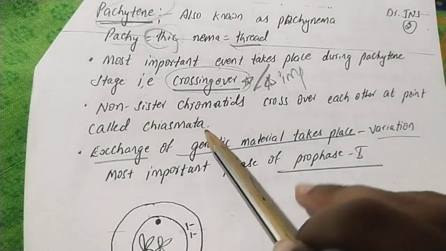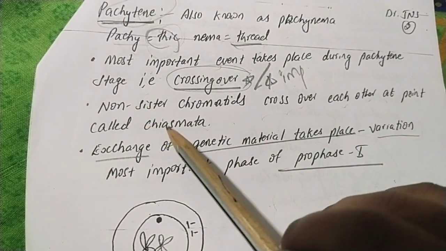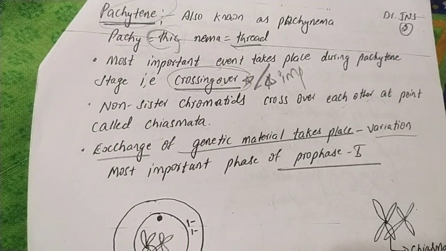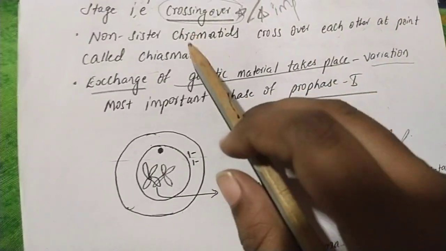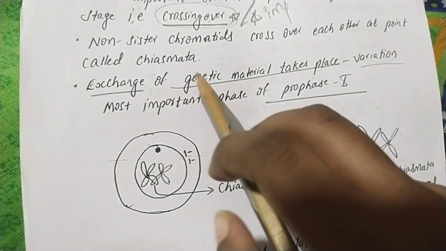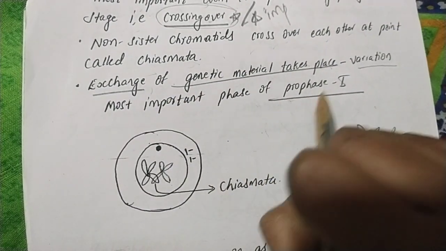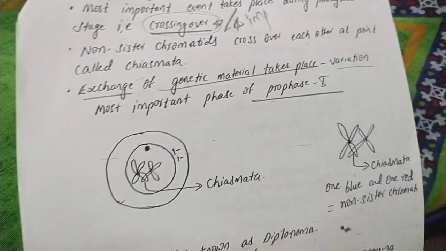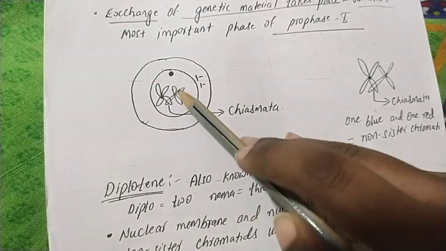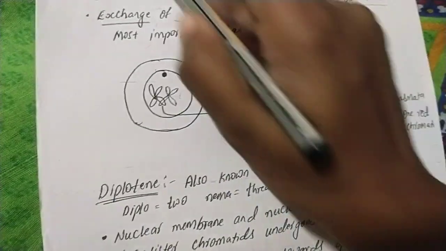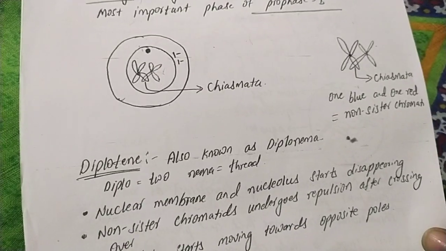Non-sister chromatids cross over each other at a point called chiasmata. It's a very important word; they may ask you for 1 or 2 marks. Exchange of genetic material takes place in prophase 1, making it the variation-important phase. Genetic material is exchanged in pachytene, that is in meiosis 1.